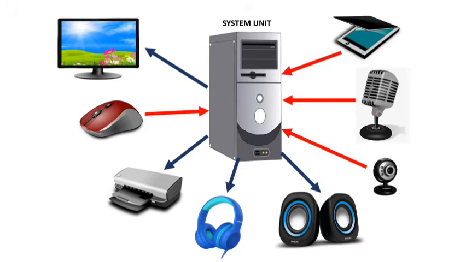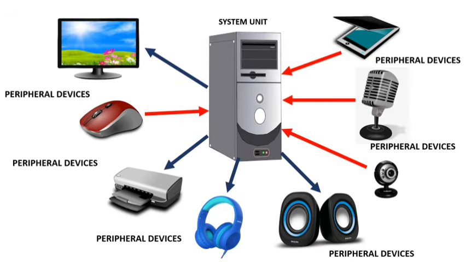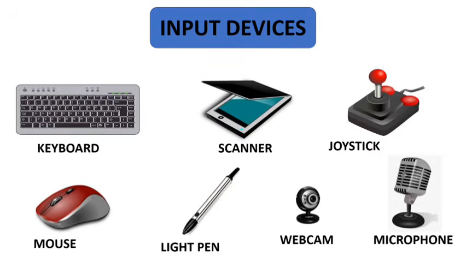External hardware. External hardware are hardware found outside the system unit, and they are connected to the system unit. They are input devices, output devices and storage devices. External hardware components are called peripherals. Input devices. Input devices are used to enter data and instruction into the computer. Examples of input devices are keyboard, mouse, scanner, light pen, joystick, webcam, microphone, etc.